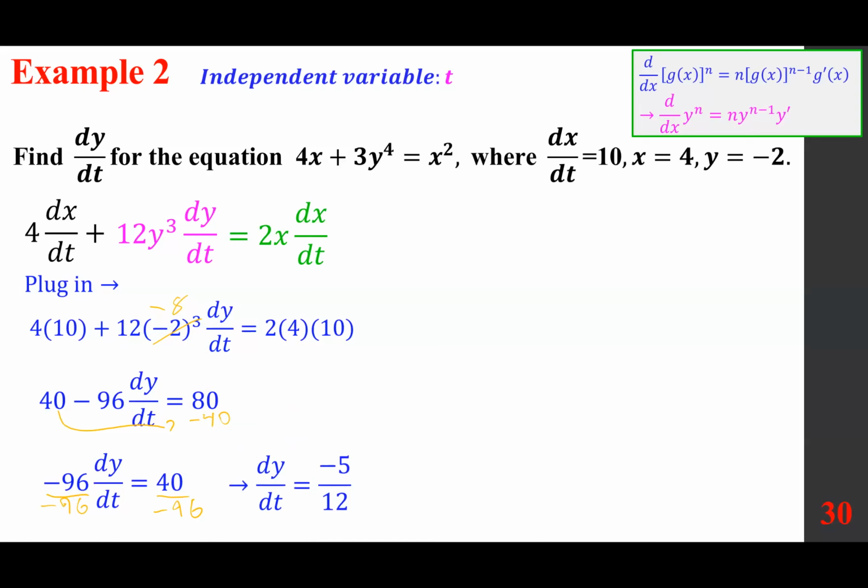However, just for practice, class, if they said solve for dy/dt here, and they didn't give you any of those values, you have to solve for dy/dt rather than plugging in. So let's see how it's done. You want to solve for dy/dt, just keep that and move this. Keep that and move this. That's all.